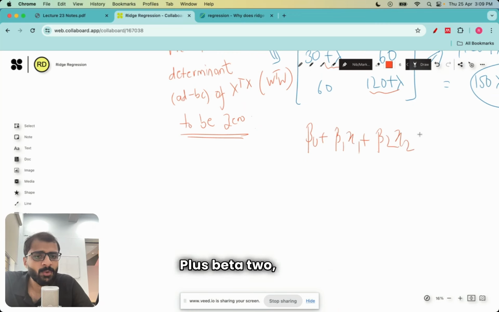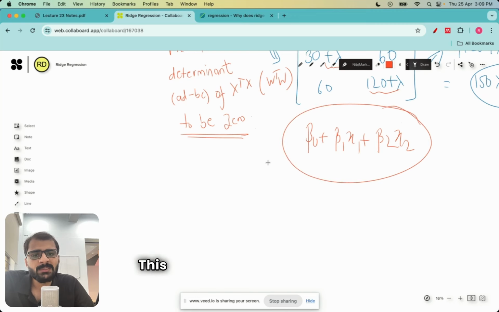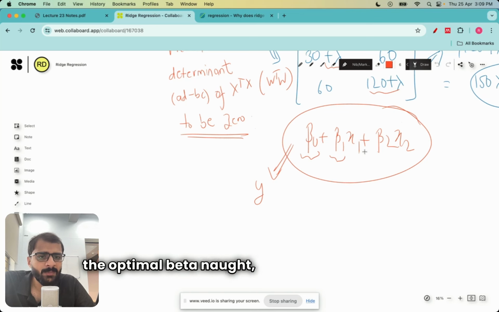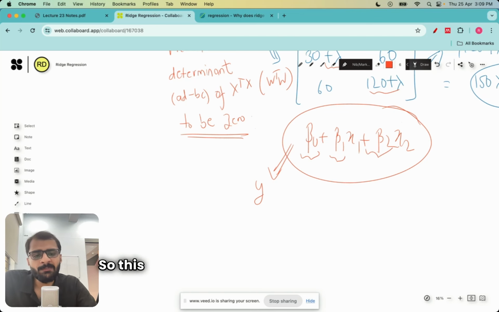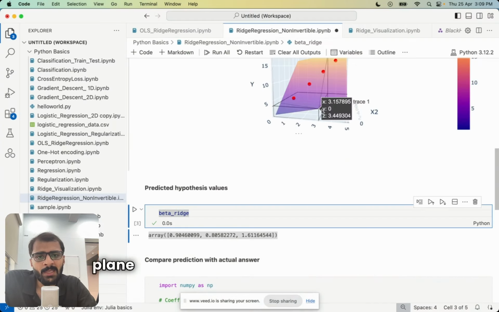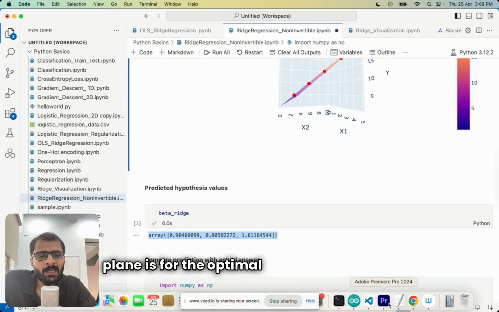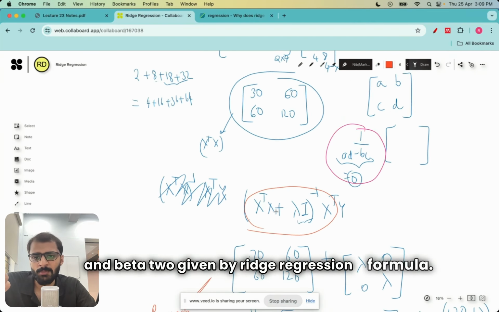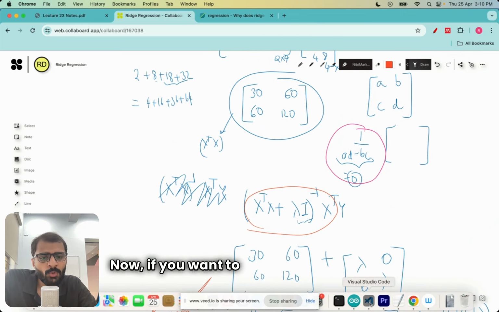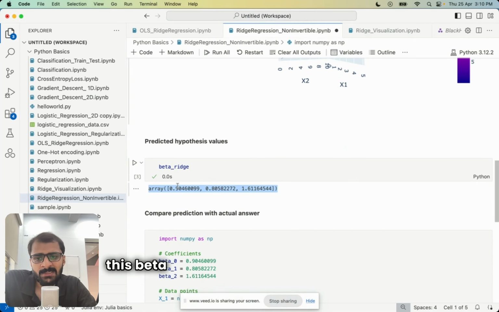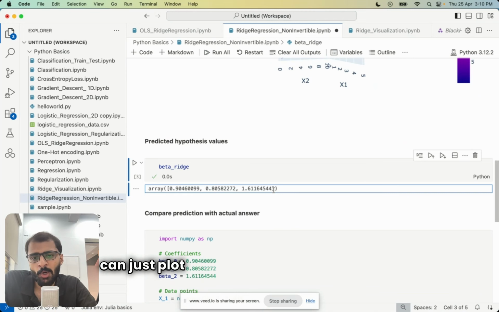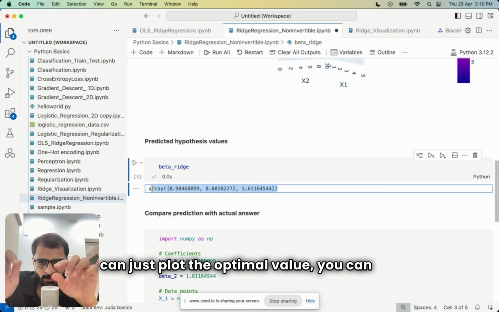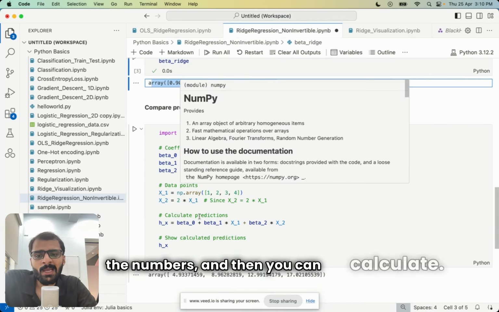Plus beta 2 x2. This is the y, and we want to find the optimal beta naught, beta 1 and beta 2. So this plane which I have plotted here is for the optimal beta 0, beta 1 and beta 2 given by the Ridge regression formula. Now if you want to see the magnitude of beta 0, beta 1 and beta 2, you can just plot the optimal value. You can see the numbers and then you can calculate.